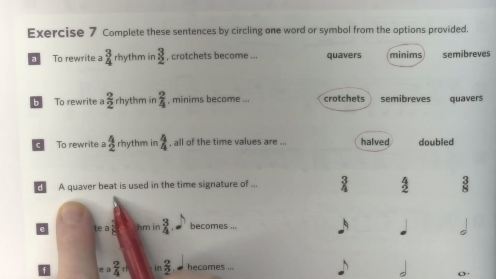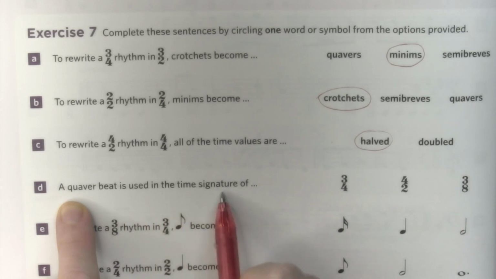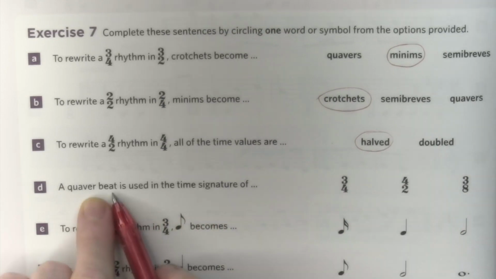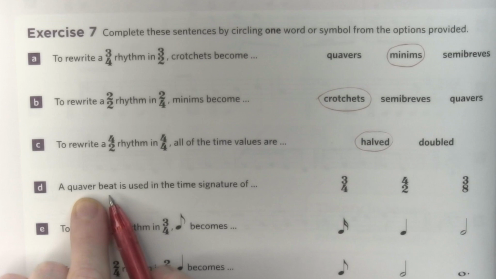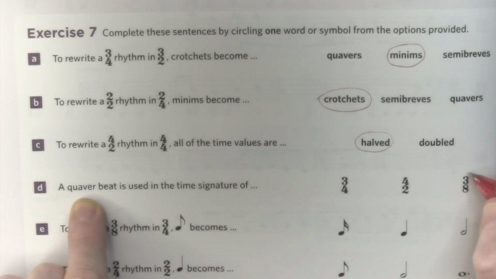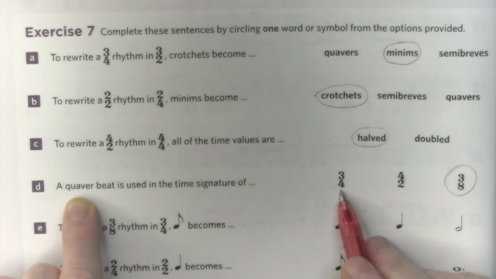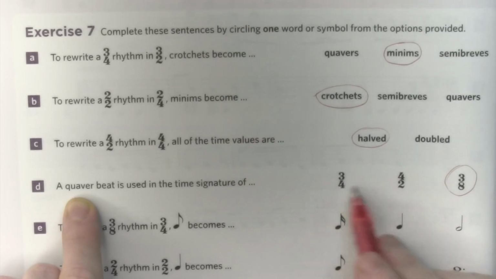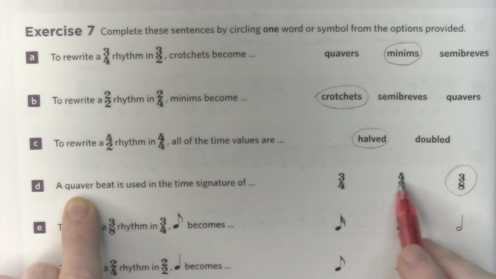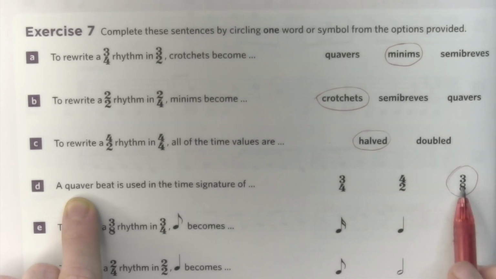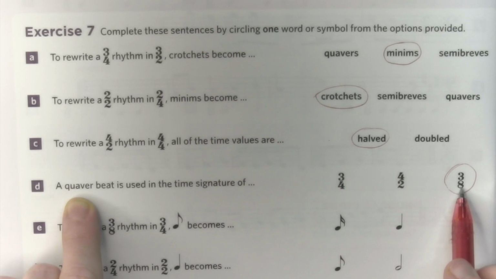A quaver beat is used in the time signature of, well, we need to find a time signature that has 8 as the lower number. So this is the answer. 3/4, no, because this means crotchets. 4/2, no, because this means minims, and this means quavers. So yay.